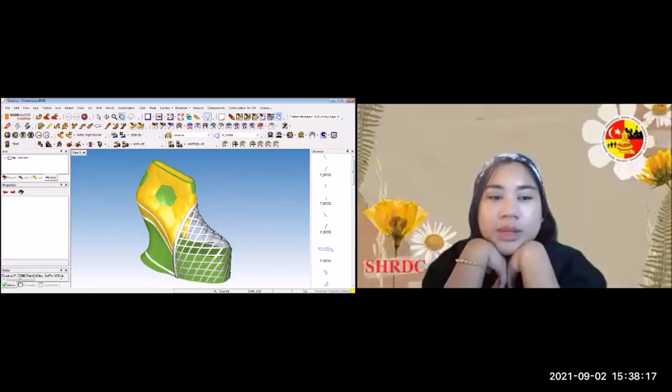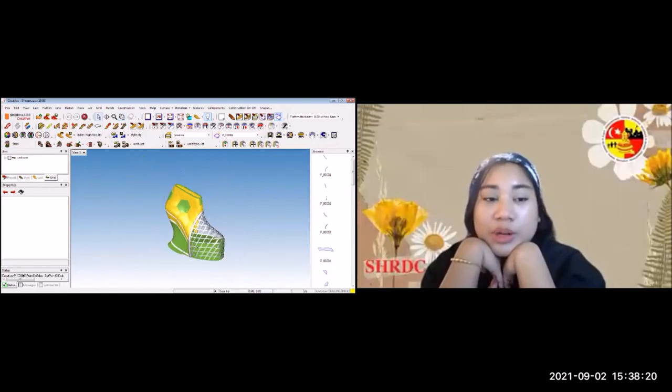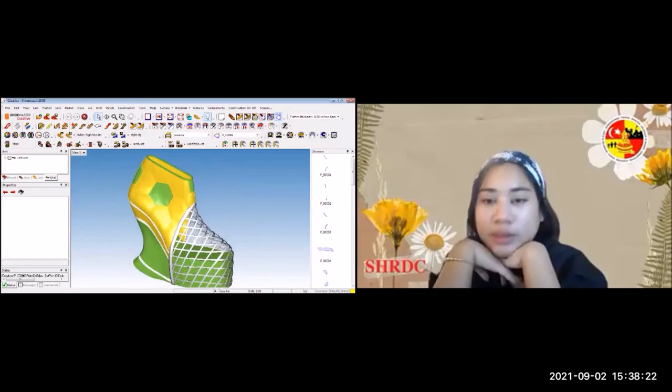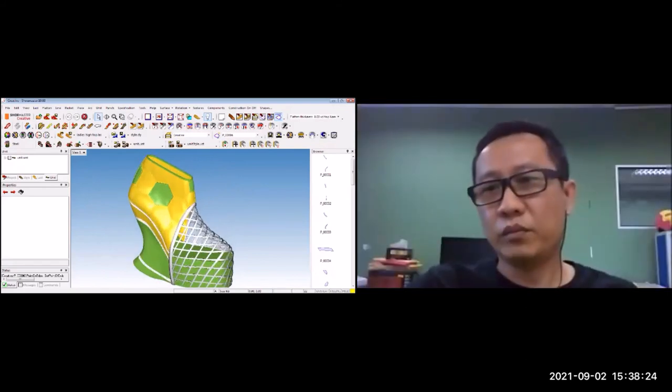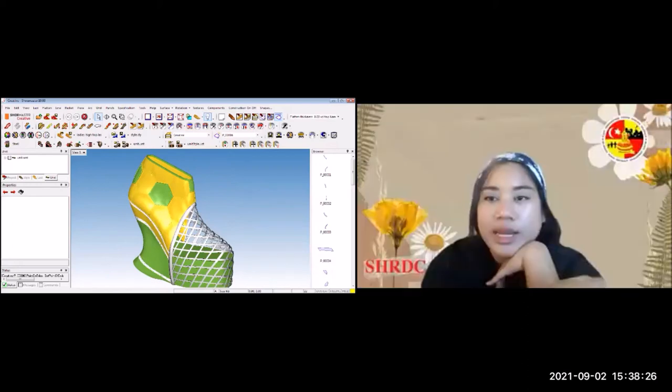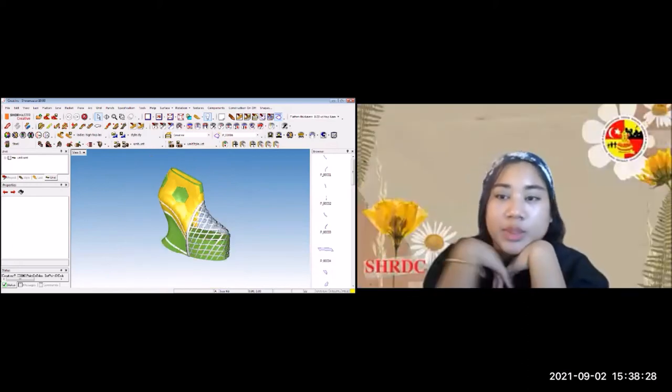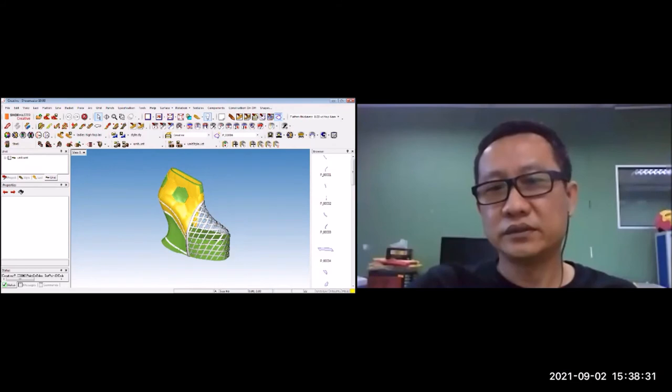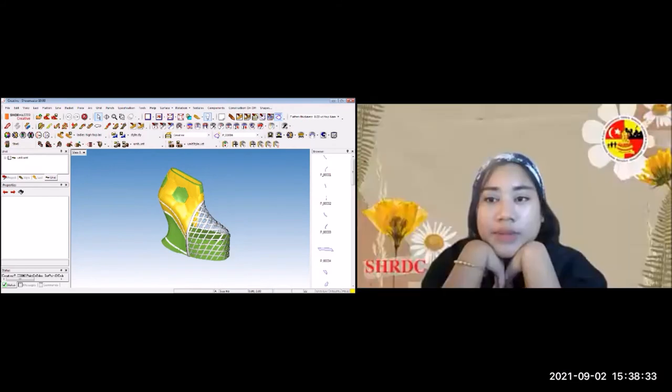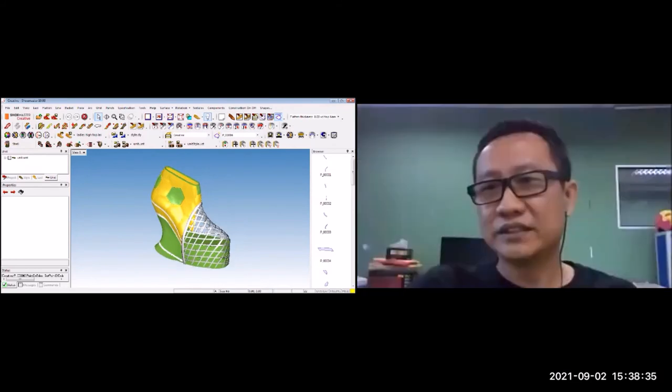How long does it take from designing to producing the actual shoes? This one, about one month, from the designing process and the manufacturing. Yes, about one month. Same as the devil shoe? The devil will be a bit longer.